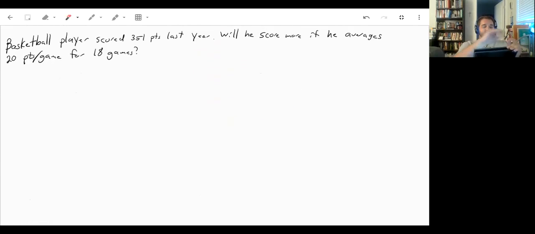The last question today. We've got a basketball player who scored 351 points last year. Will he score more this year if he averages 20 points per game for 18 games? So our question is, if we multiply 20 times 18, is that going to be greater than the 351 from last year? Well, if we do 20 times 18, that comes out to a total of 360 points, which is greater than 351. So the basketball player would score more this year.